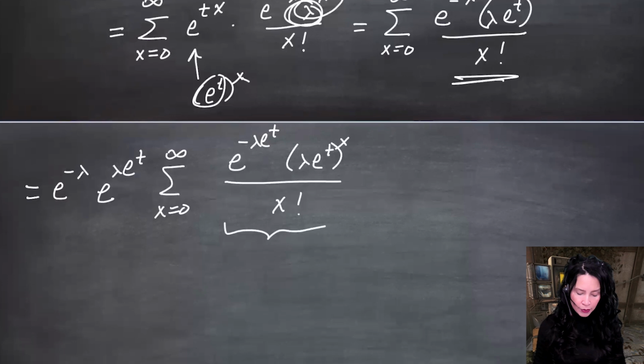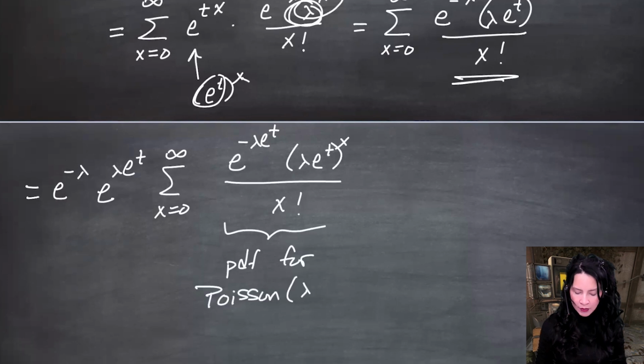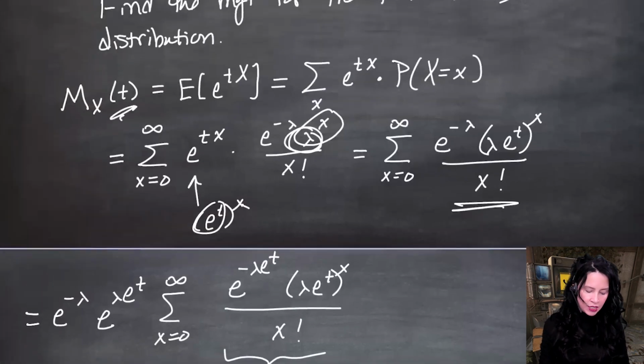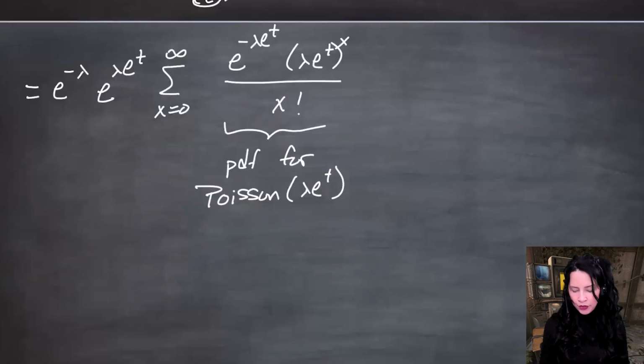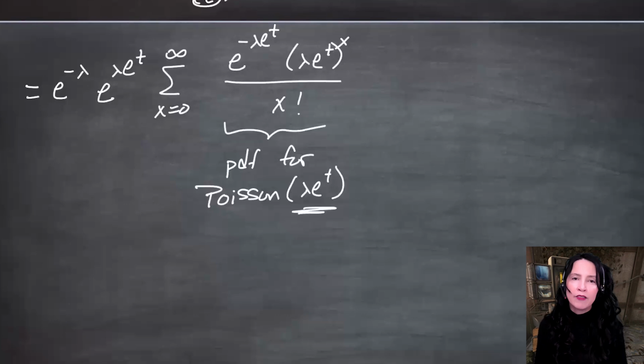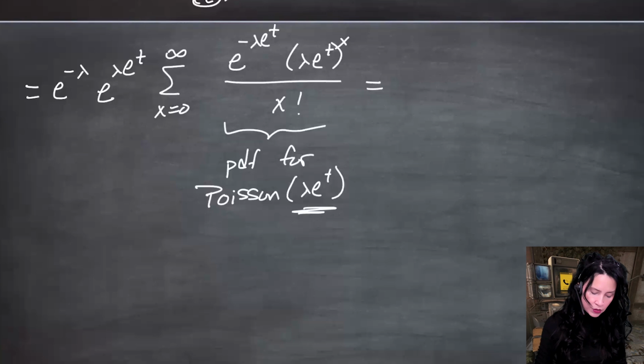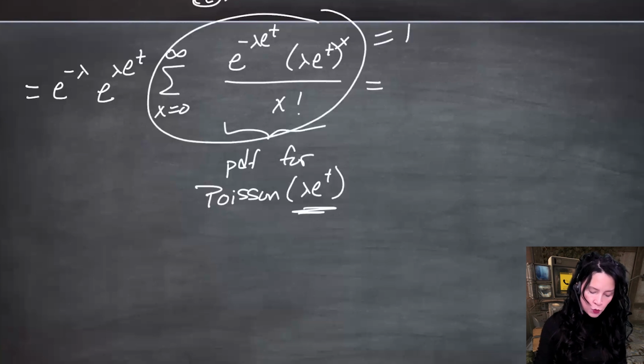And now this is the PDF or PMF for the Poisson distribution with parameter lambda e to the t. So this is a function of t, but we're thinking of a fixed t. When you plug in a t, we're summing over a Poisson PMF with a constant parameter, and this whole thing sums to 1. So this whole thing is 1, and I'm just going to put these others together. We get e to the lambda times e to the t minus 1.